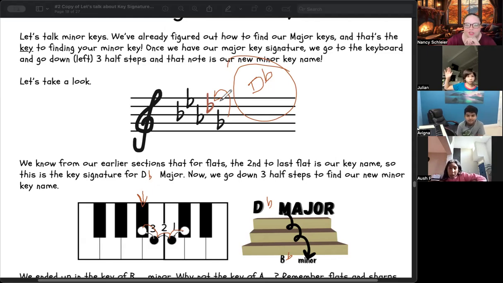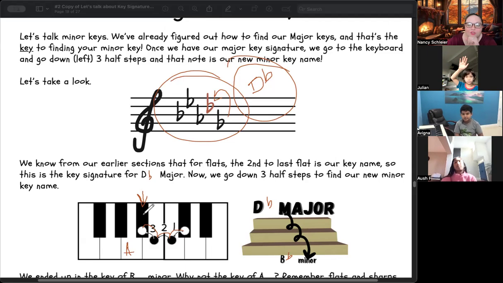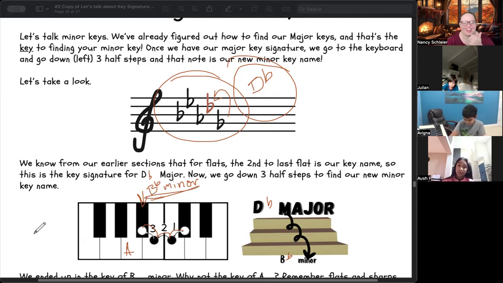We can't mix sharps and flats. This is a flat key signature. So what is it? A minor? Nope. So A minor would be here. We need this note. So you're on the right note, but what's the other name for this note? B flat major? B flat. Not B flat major. Oh, B flat minor. B flat minor. Very nice. Very good.